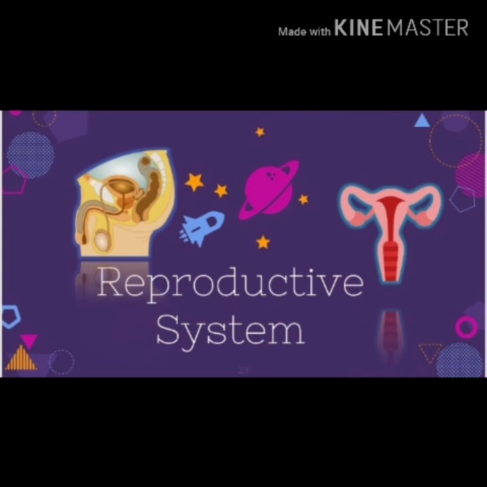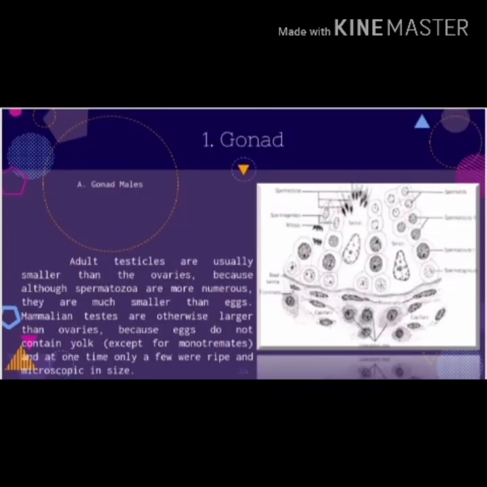Reproductive system. 1. Gonads. A. Male gonad. Adult testes are usually smaller than the ovaries because adult spermatozoa are more numerous. They are much smaller than eggs.